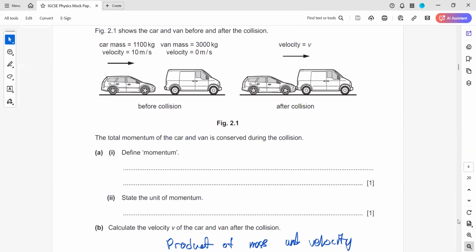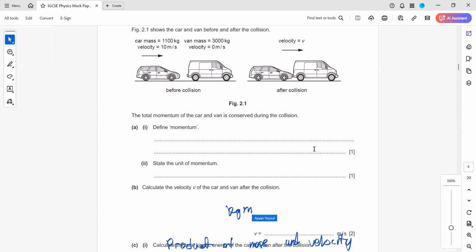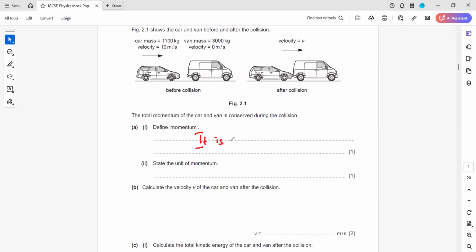First, they ask to define the term momentum. How do we define momentum? Momentum is a product of mass and velocity, so mass times velocity. What is the unit of momentum? The unit of momentum is kilogram meter per second. So the total momentum before should equal the total momentum after.